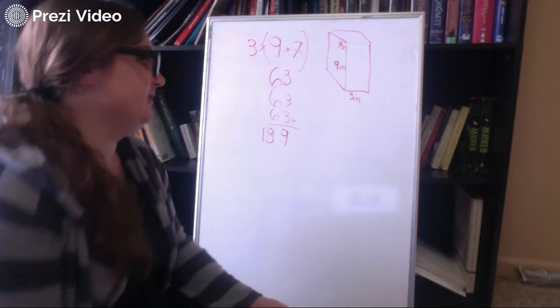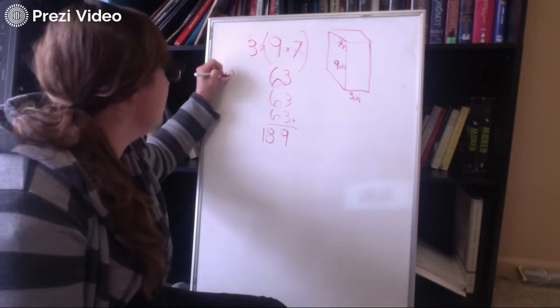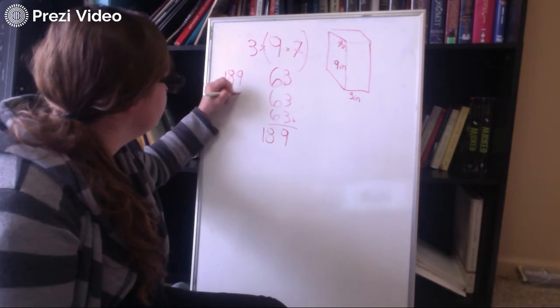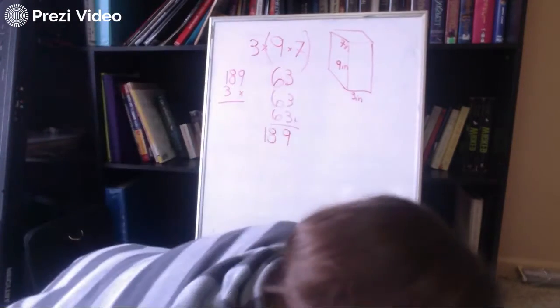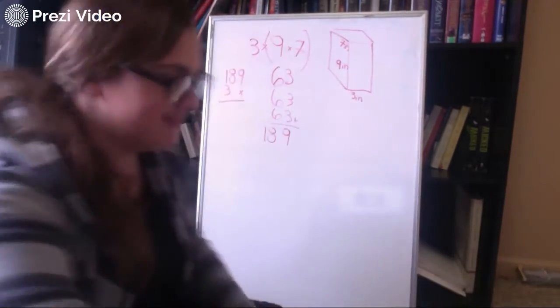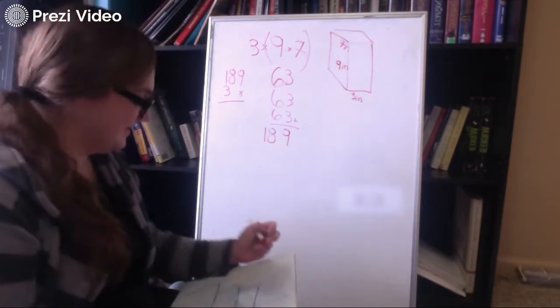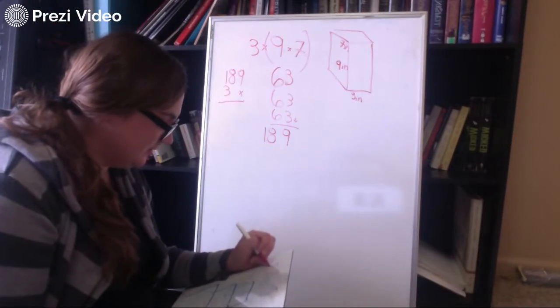Now I need to figure out 3 of these cartons together. So I have 189 times 3. I'm going to let you solve that on your own because I do not do multiplication backwards. So I have 189 times 3.